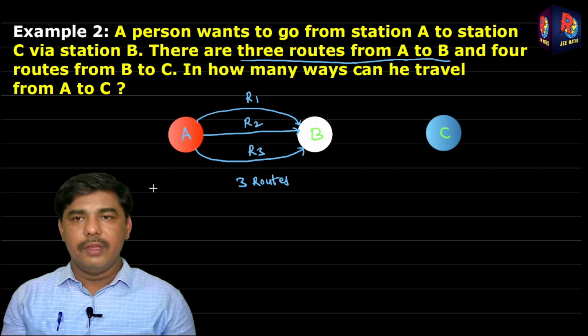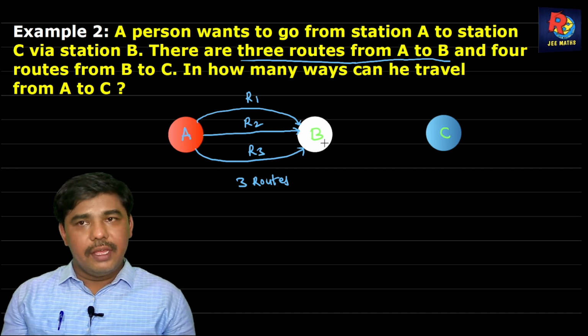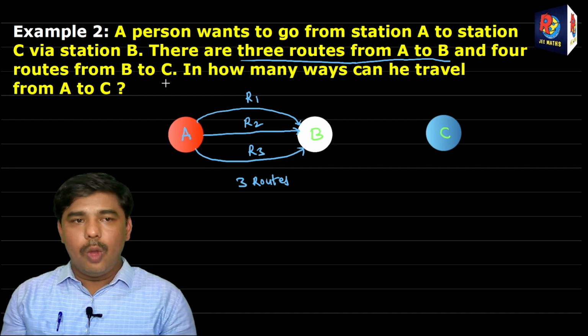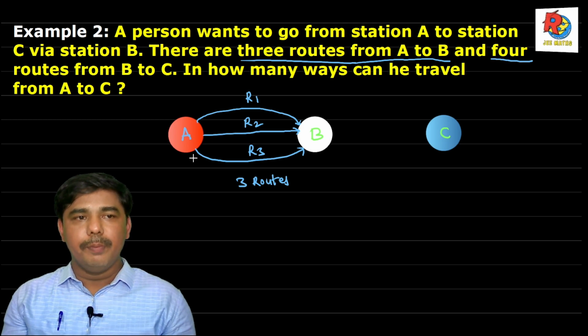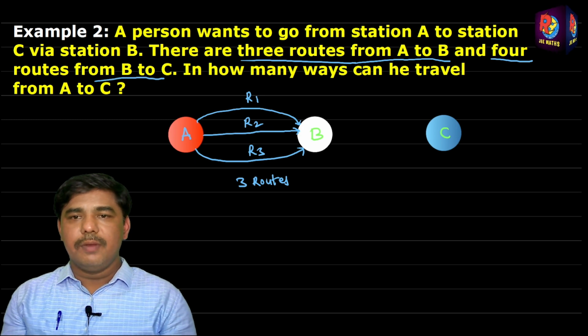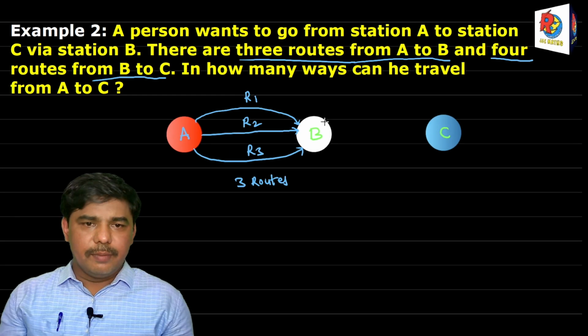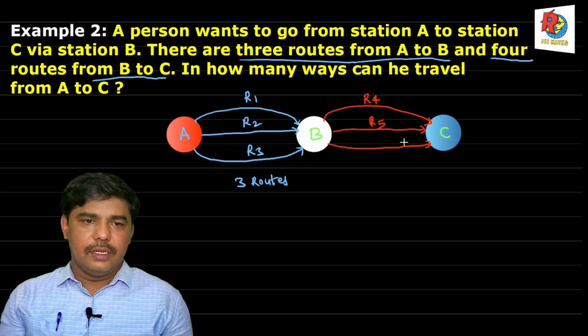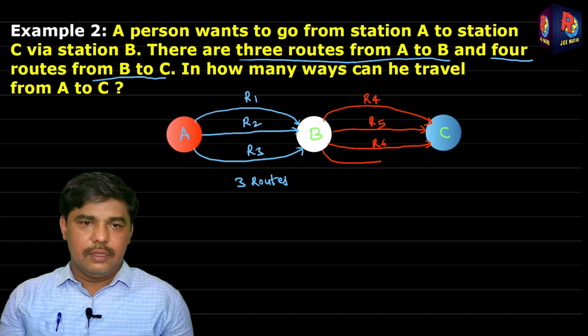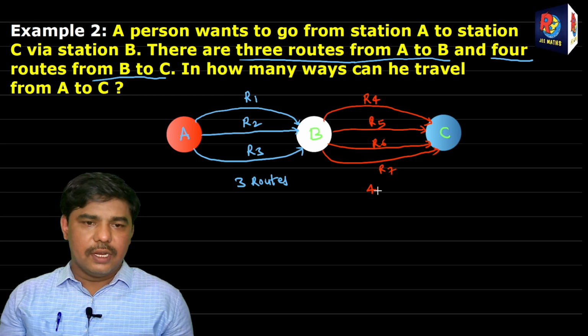After reaching station B, how many ways does he have? From B to C, 4 routes are possible. From B to C he has already used routes 1 to 3 for the first leg, so let us assume this is route 4, then route 5, then route 6, then route 7. Here a total of 4 routes are there.